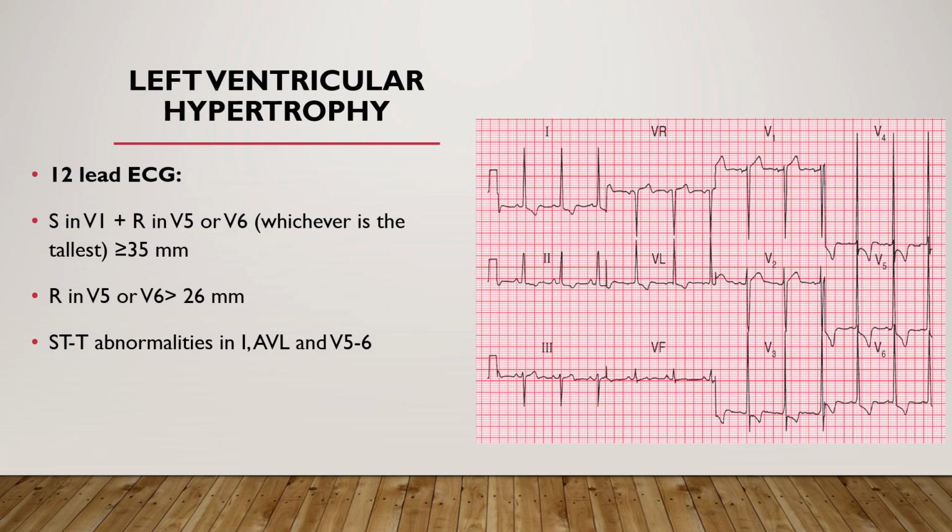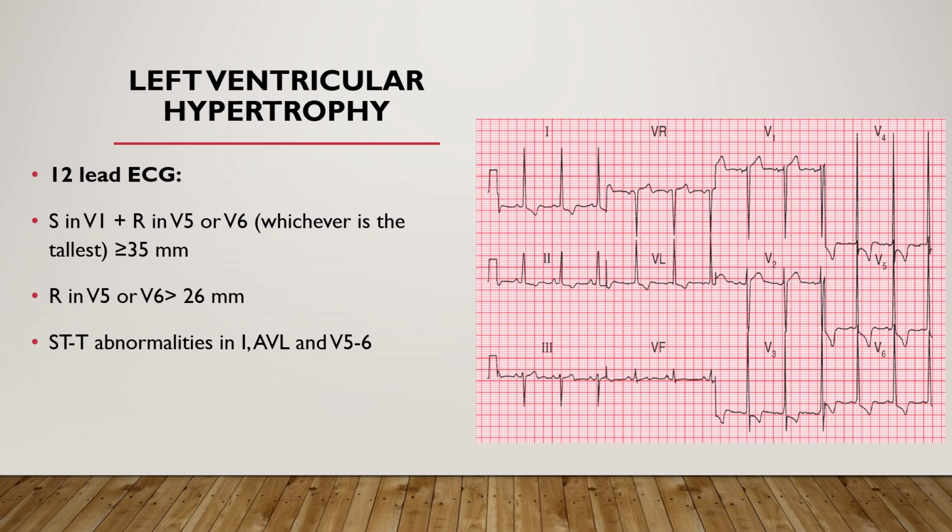S wave in lead V1 plus R wave in lead V5 or V6, whichever is taller, will be at least 35 millimeters. R wave in lead V5 or V6 will be more than 26 millimeters. There will often be some sort of ST segment abnormalities, which are often called nonspecific, classically in lead 1, AVL, V5, and V6. Let's take a look at this 12-lead EKG on the right part of the slide.